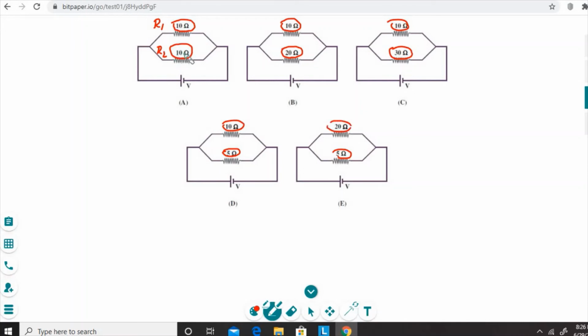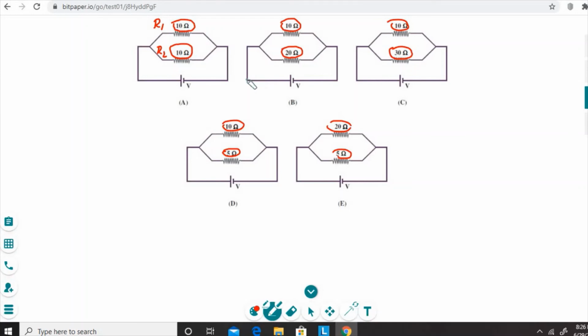So we want to know what happens when one resistor in a two-resistor system, where the two resistors are in parallel, increases. What happens to the equivalent resistance? So that's the idea behind this analysis.